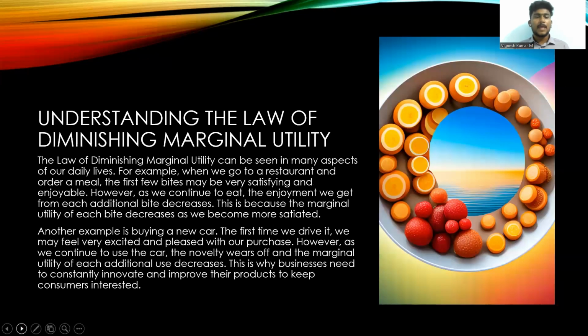Next, understanding the law of diminishing marginal utility. The law of diminishing marginal utility can be seen in many aspects of our daily lives. For example, when we go to a restaurant and order a meal, the first few bites may be very satisfying and enjoyable. However, as we continue to eat, the enjoyment we get from each additional bite decreases. This is because the marginal utility of each bite decreases as we become more satisfied.